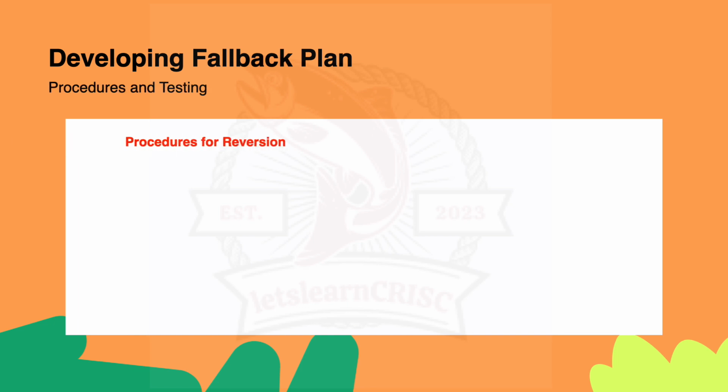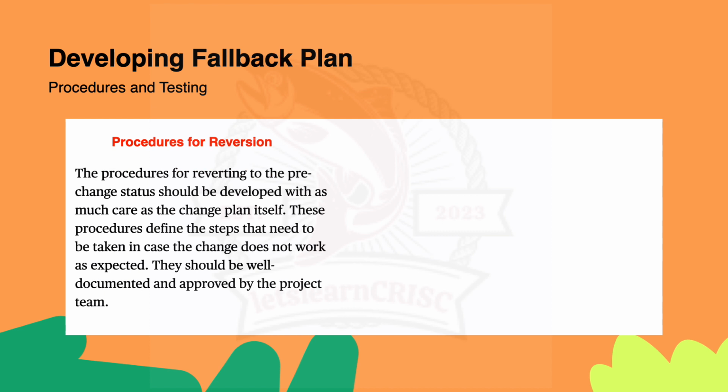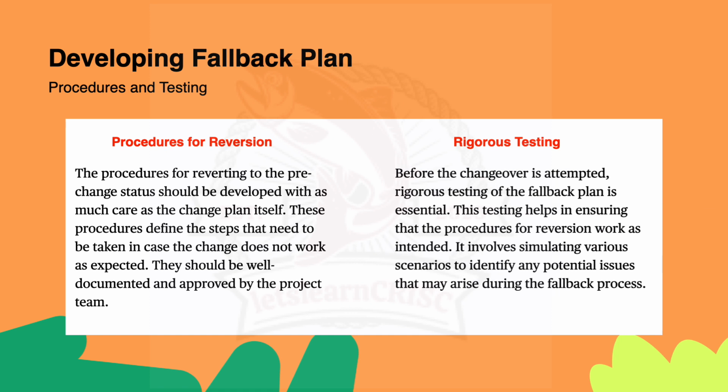First is the procedure for reversion. Friends, develop procedures for going back to the pre-change state with the same care as planning the change itself, right? So these procedures outline the steps to take if the change does not go as expected. They should be well documented and approved by the project team, right? Just take an example, think of it as creating a step-by-step guide to undo a change, like having clear instructions on how to reset a gadget to its original setting. So these procedures are crucial for a smooth and controlled fallback, right? Similarly, next is rigorous training.